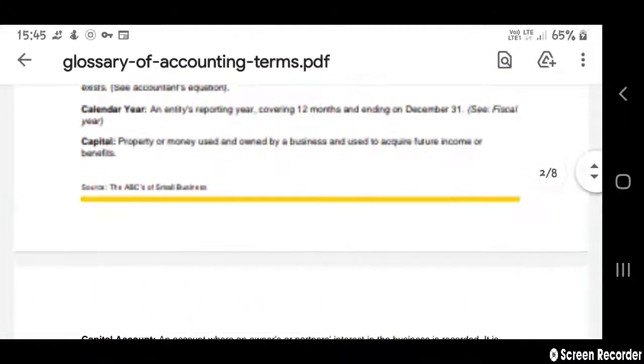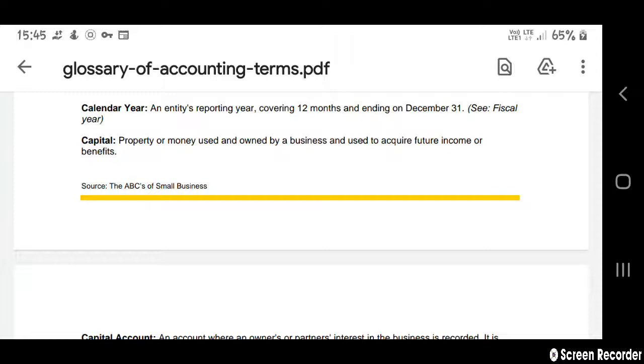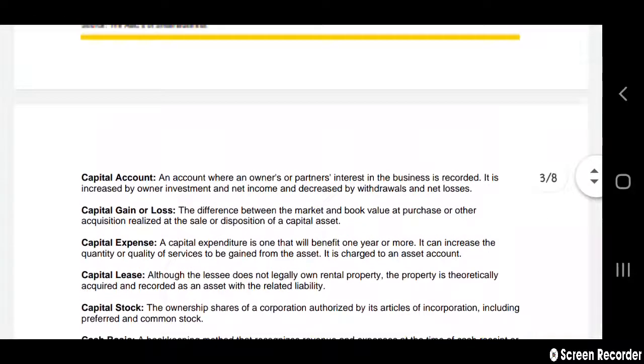Capital is the property or money. It is the money used and owned by a business, and it is used to acquire future income and benefits. So it is the money owned by the business owner that helps give future income or benefits by putting that money into the business.